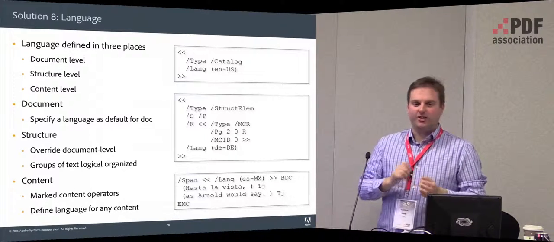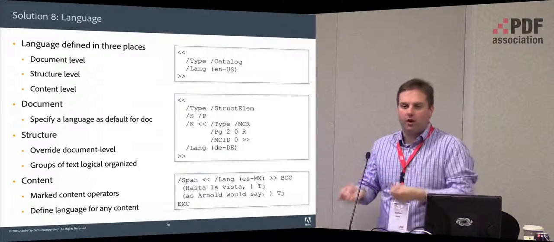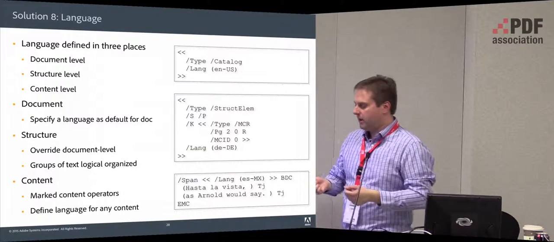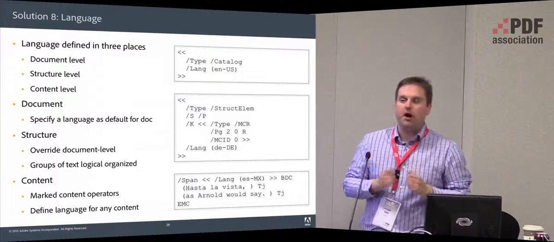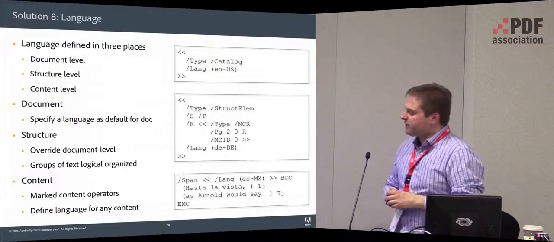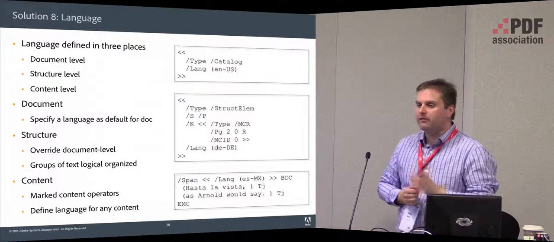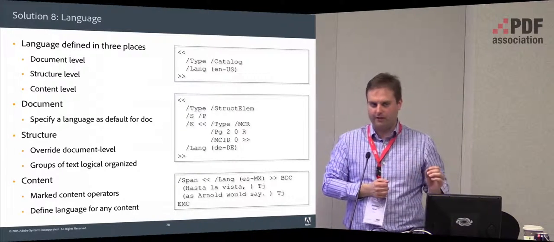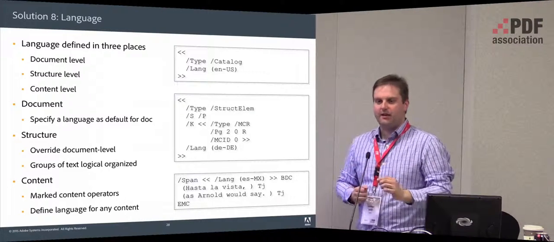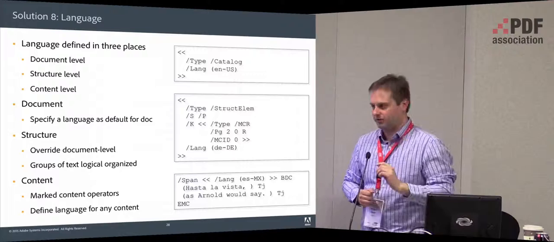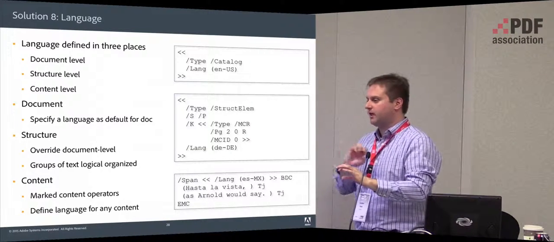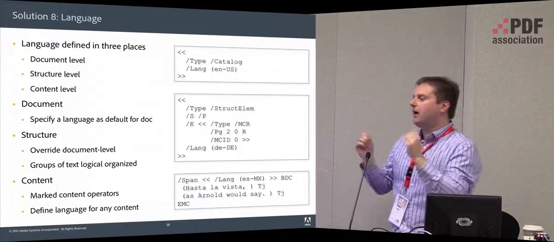Sometimes it's easier to go down to the really low level content and say this is the language for these few characters within a content stream. So the third option is to use the marked content itself to specify language. In this case, we have a span marked content sequence, not to be confused with the structural marked content sequences. You'll notice there's no MCID here. This is specifically a demarcation of content for language, and it can occur inside of a marked content sequence with an MCID or around it, but it can't be the same thing.